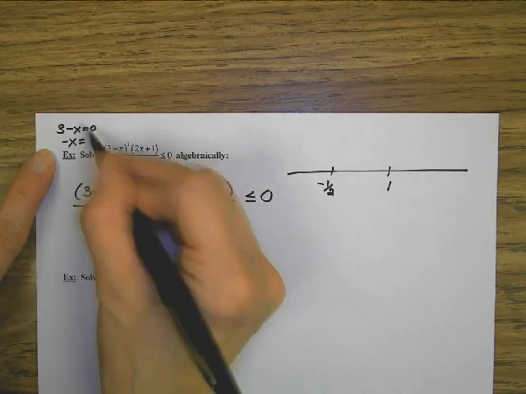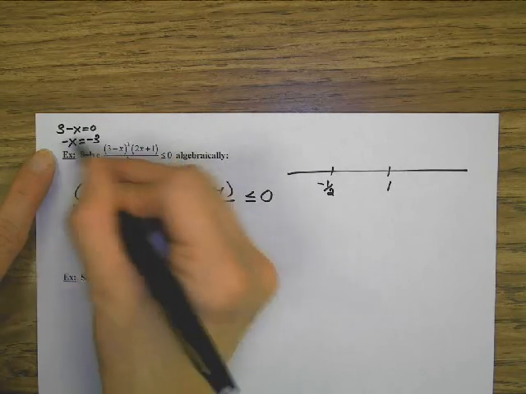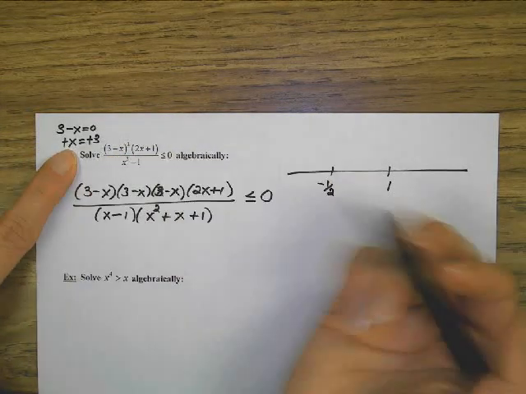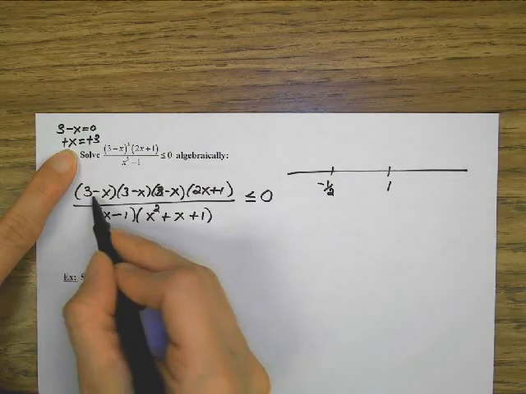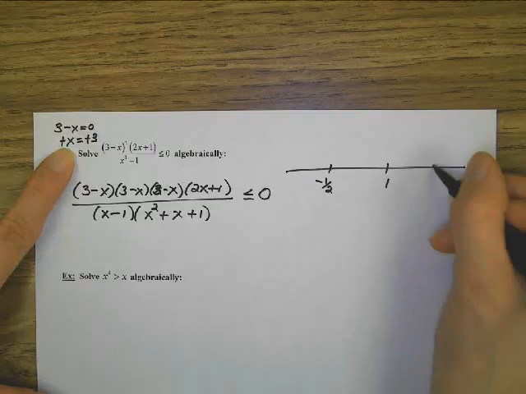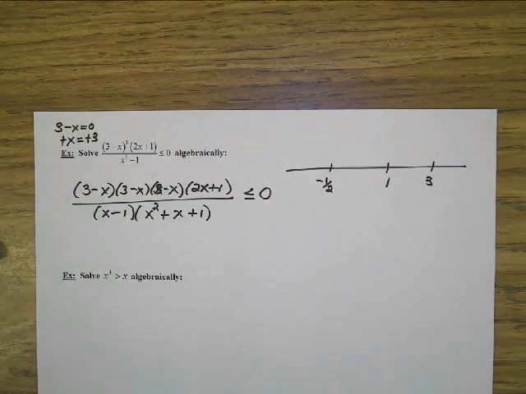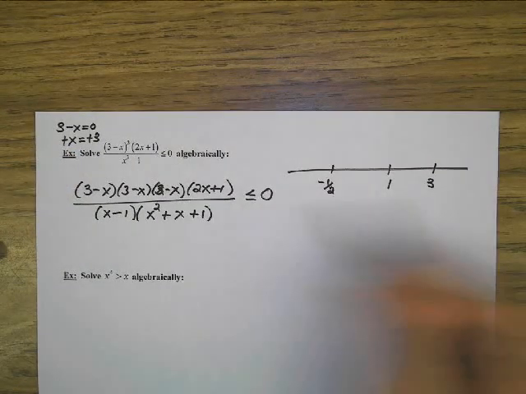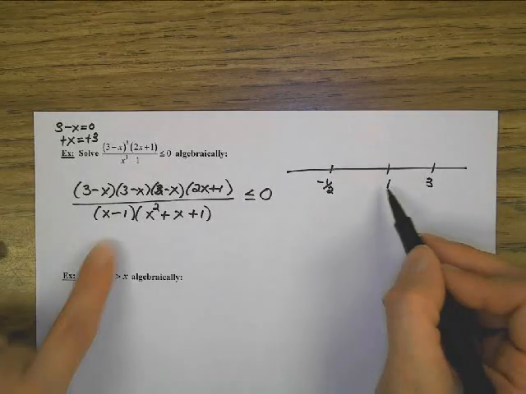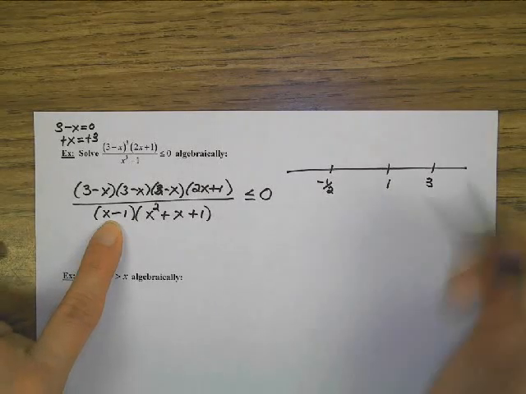Okay. Open or closed bubbles. 1 came from the denominator, so he gets an open. All the time gets an open. The ones that came from the numerator depend on the sign. And in this case, let's close them up. And now it's time to test the sections.